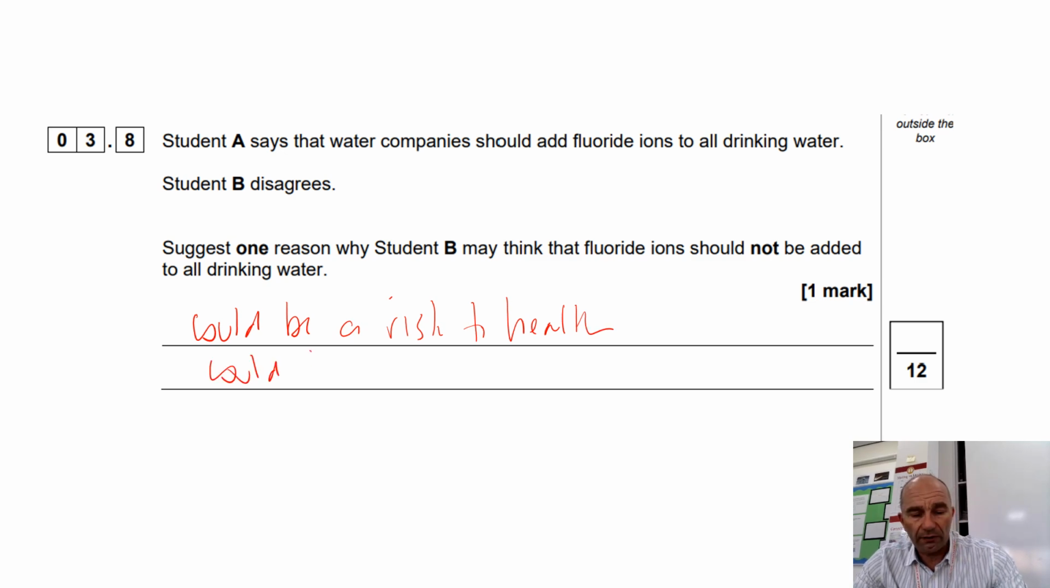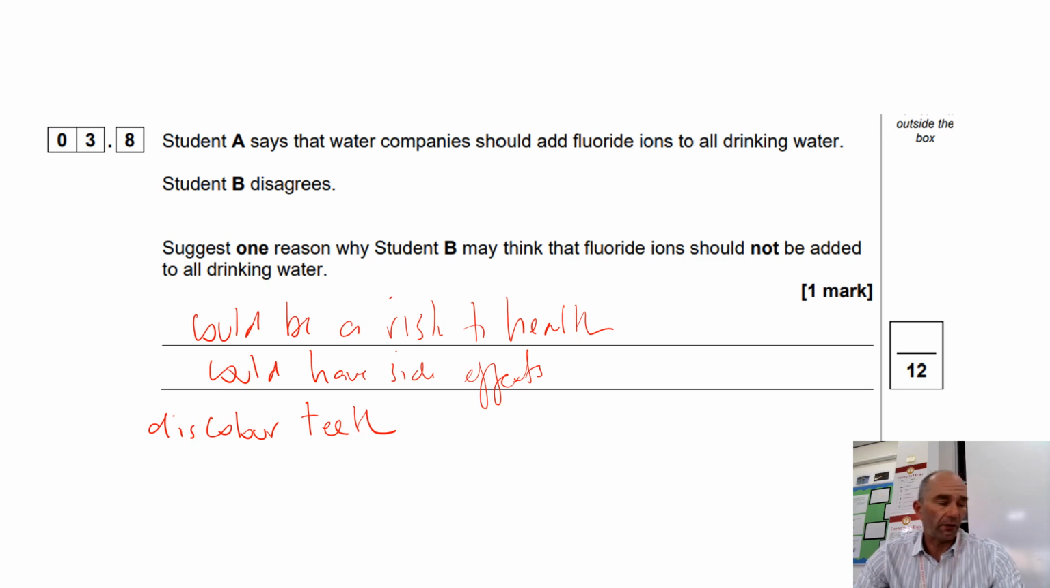Could have side effects. So that's another possibility. Remember, you only need one of these answers to get the mark. Could discolour teeth. That's unlikely because you obviously add fluoride to toothpaste and that's used to clean your teeth. And then the final thing is there's an argument that people should be allowed to decide for themselves whether they want fluorine in the water. So anything on those terms is worth 1 mark. In total, this question is worth 12 marks, so if you got 12, well done.